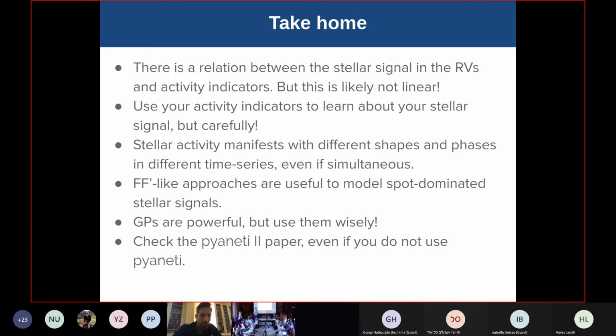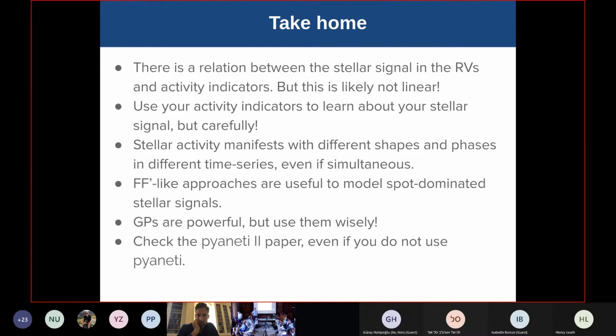So maybe it's possible to see if you can find more information from the spectra, and maybe you will be able to. But I think it's worth checking. I have not looked at more than 3 or 4 activity indicators at the same time because it's computationally expensive.